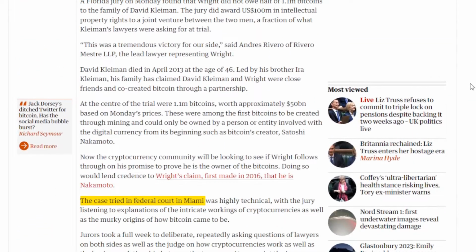And as we can see down here, it says, this case was tried in a federal court in Miami. Other newspapers also reported on the same case. This was the Times newspaper. It said, Craig Wright, the man claiming to be the inventor of Bitcoin, mined 1.1 million Bitcoins under the pseudonym Satoshi Nakamoto in 2009. With the title, Bitcoin founder Craig Wright wins battle to keep his crypto billions.